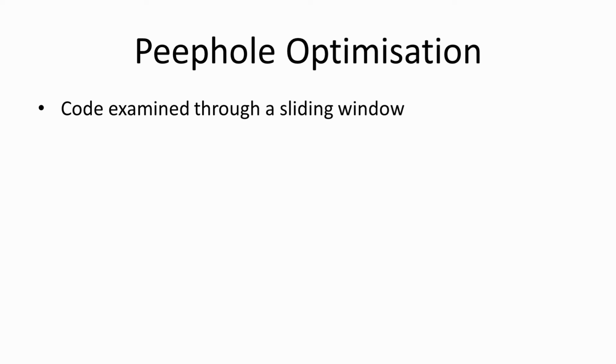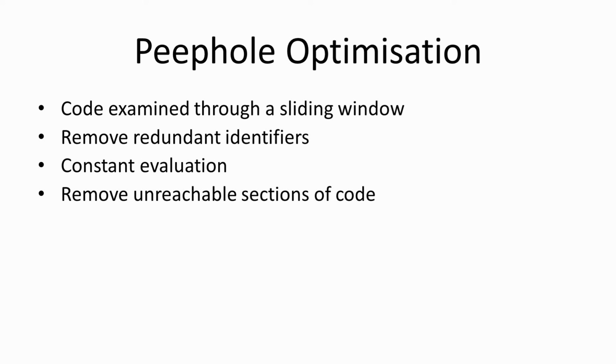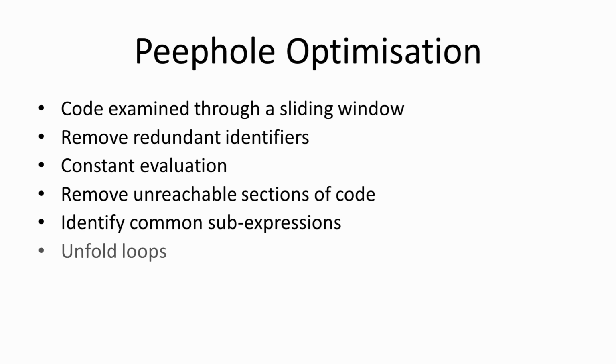Of course, peephole optimisation is easier said than done. Several passes may be required to produce the best possible object code, and there may be a number of special cases that need to be handled in special ways. Some of the things that peephole optimisation might do is to remove redundant identifiers, evaluate constants, remove unreachable sections of code, identify common sub-expressions, unfolding loops, and eliminating whole procedures.